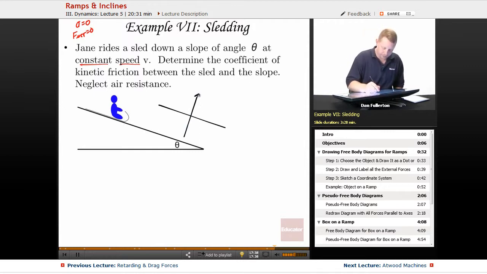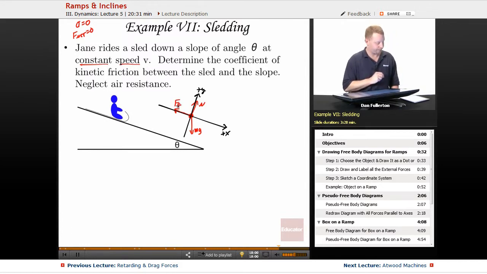There it is. We'll call this our plus y, and that's our plus x direction. There's our object, Jane and sled. We have a normal force out of the plane of the hill. We have mg, force of gravity down, and some force of friction opposing motion. All right, from there we can do our pseudo free body diagram. Let's put that over here on the right.